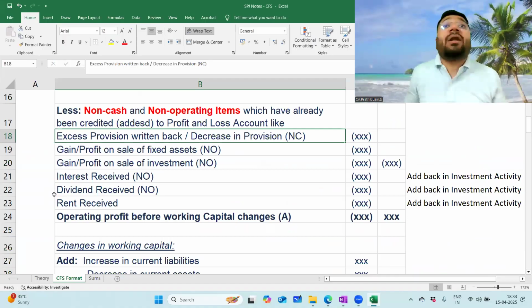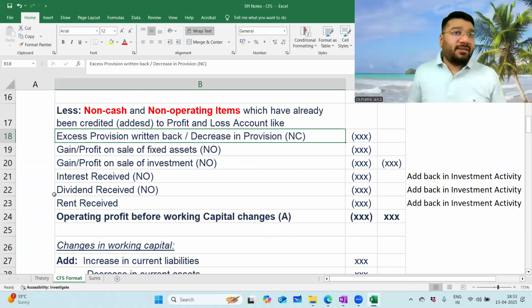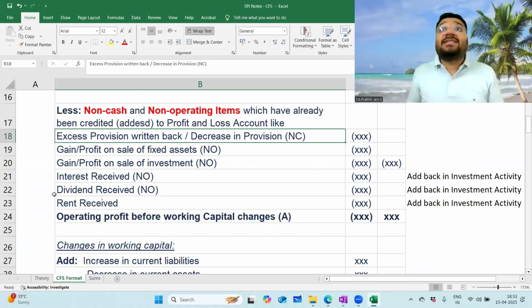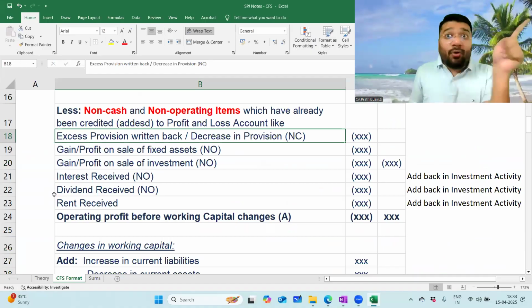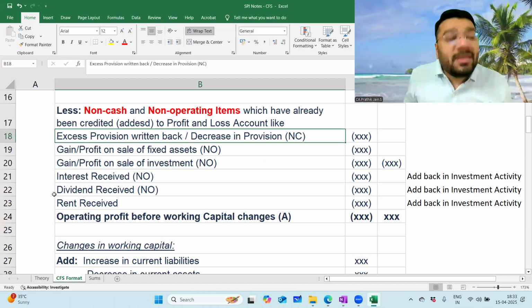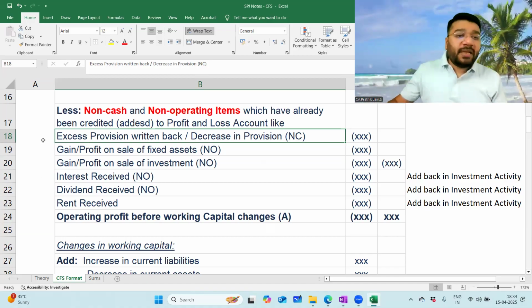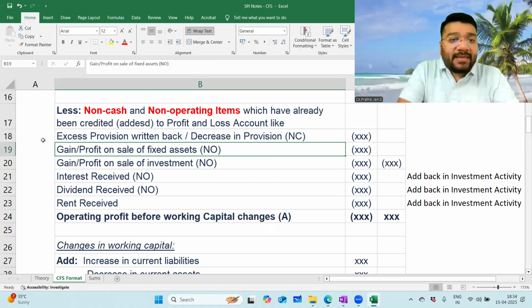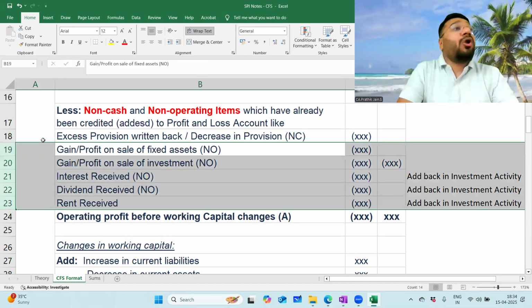To cancel the addition, what am I supposed to do? Minus. And did you receive any money for cancelling this gain? No. Is it a cash inflow? No. You have added it in your other income. To reverse, what am I supposed to do? Subtract. Any problem? Next, all these are non-operating items.